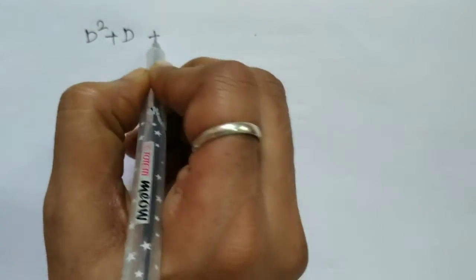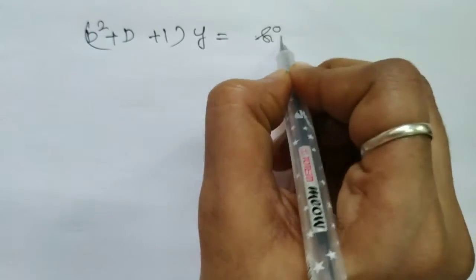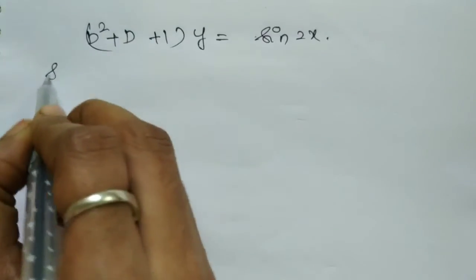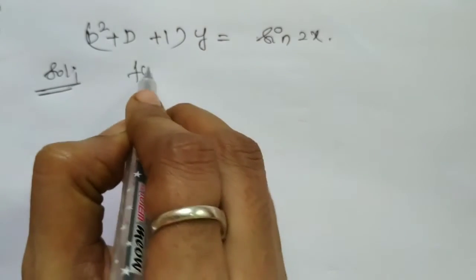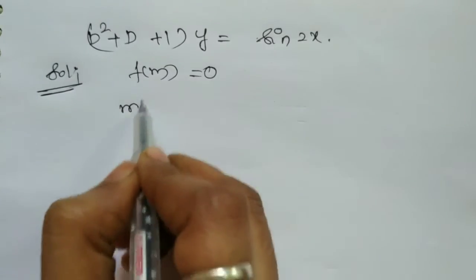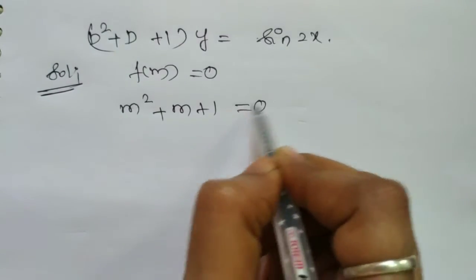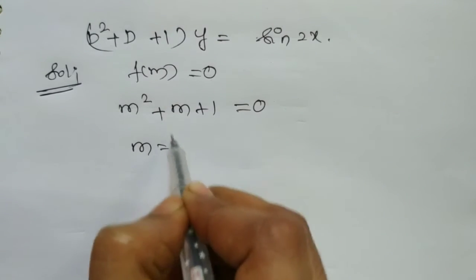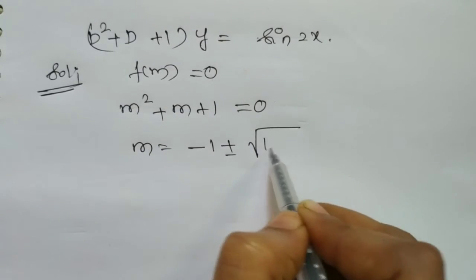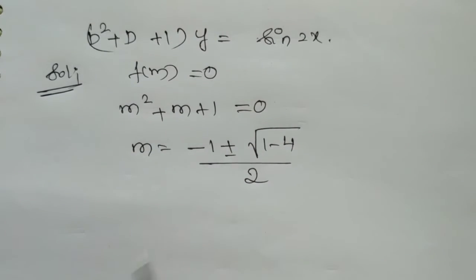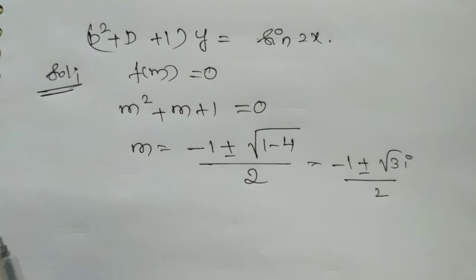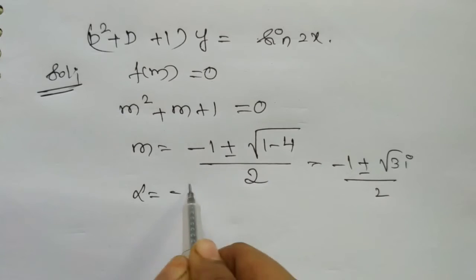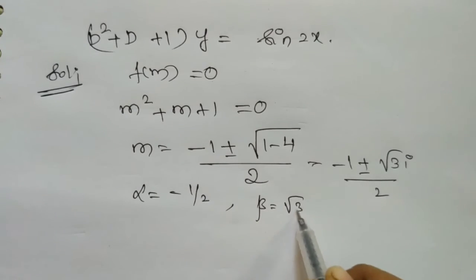Next problem, (d square plus d plus 1) y equal to sin 2x. So here first to find the solution of auxiliary equation, that is complementary function, f of m equal to 0. So m square plus m plus 1 equal to 0. So here m equal to minus b plus or minus square root of b square minus 4ac by 2a. So that is minus 1 plus or minus square root of 3 i by 2. So therefore here alpha equal to minus 1 by 2 and beta equal to root 3 by 2.